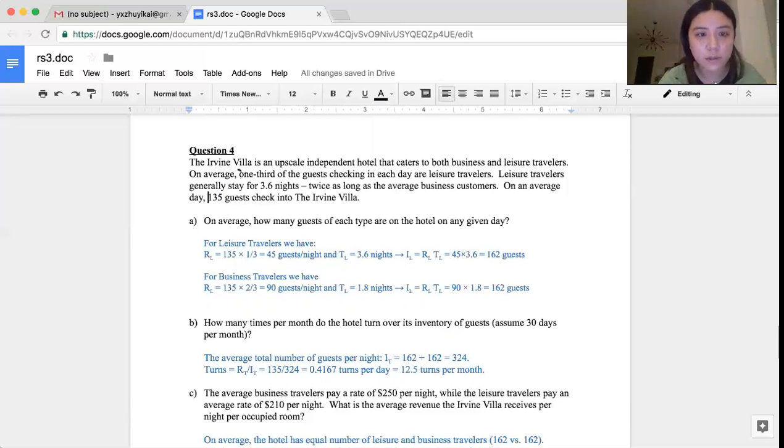So let's look at the numbers from the problem. 1/3 of the guests checking in each day are leisure travelers. So 2/3 are business travelers. And leisure travelers generally stay for 3.6 nights, twice as long as the average business customer. So a business customer usually stays for 1.8 nights, which is 3.6 divided by 2. On an average day, 135 guests check into the Urban Villa.